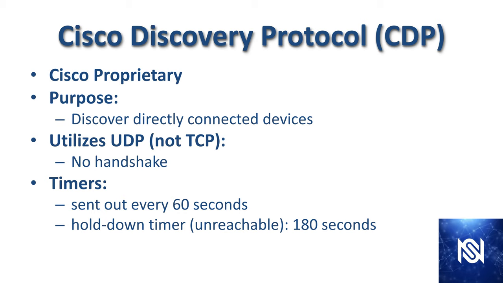It is Cisco proprietary. The purpose of it is to discover directly connected devices. The protocol uses UDP instead of TCP, which means there's no handshake. It's just sending the packets out. By default, it sends out those packets every 60 seconds, and the hold time is set to 180 seconds, which just means that if it doesn't hear back from a neighbor after 180 seconds, it gets purged from the CDP table.